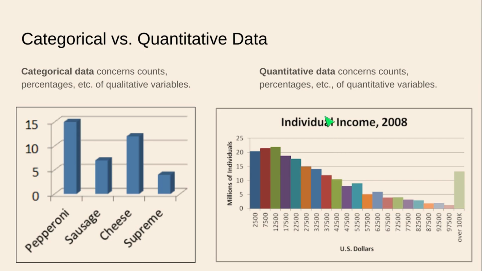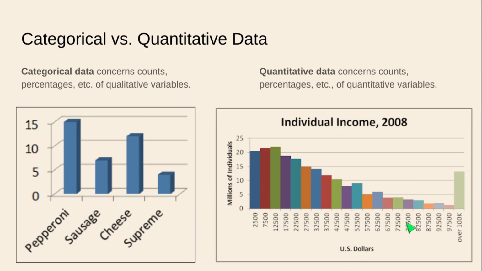Fundamentally different. These are quantitative data, and that concerns counts, percentages, etc. of a quantitative variable. So we have incomes here in 2008. Not a great year for a lot of people's incomes, but here we go. We have a US dollar that is obviously a quantitative variable. It is not only a number, but it has meaningful units. And so we have a quantitative variable.